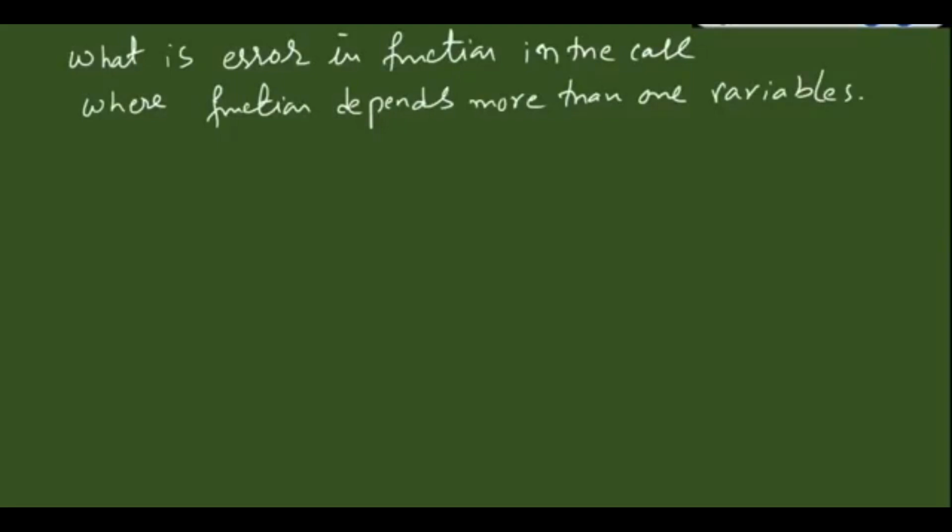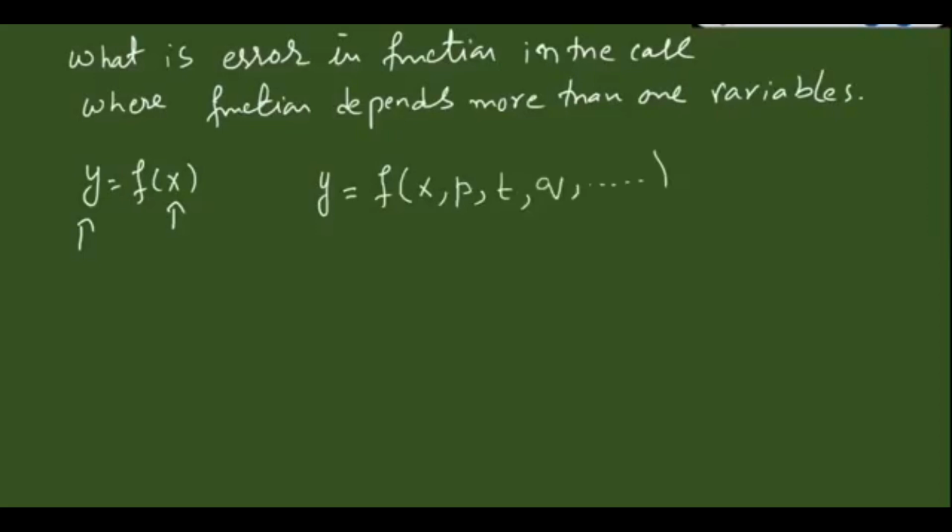So student, I have given you an example of y equal to f of x. So we know that this is one variable and this is one variable, and y is depending on x only through the function f. So this is a very simple example we have discussed. But my question is, what will happen if you have a function y equal to f, but it's depending on x, on p, on t, on q, and there are many other variables? So the question is, what will we do?